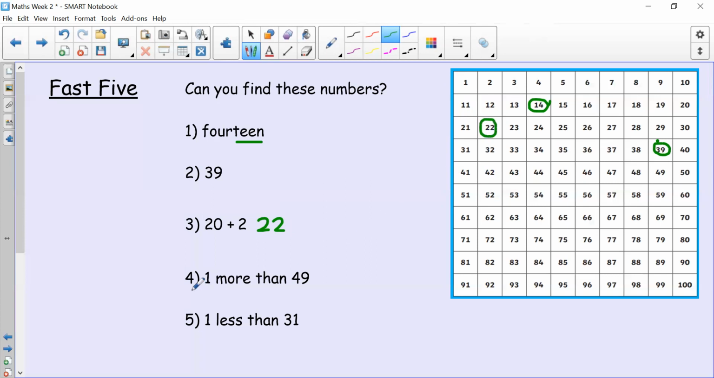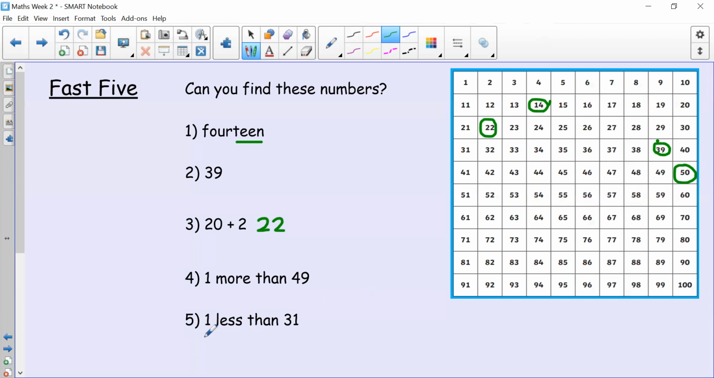Amazing. Then number four says 1 more than 49. So we need to find the number 49. So I'm looking for the row that has the 40s. Looking down, here it is. Look across to 49, and if we're finding 1 more than a number, we need to look at the next number, the number that comes after, which is 50. Did you find 50? Superstar.